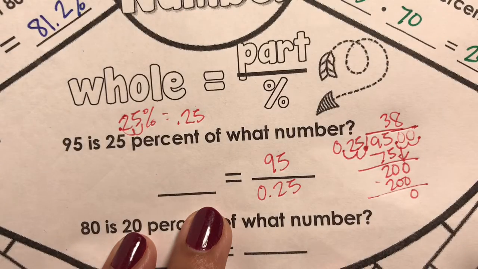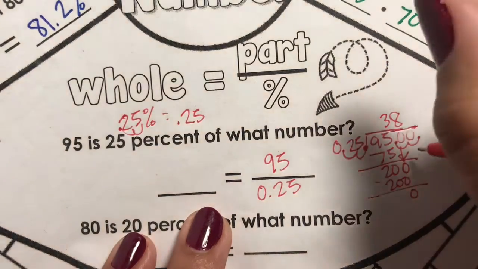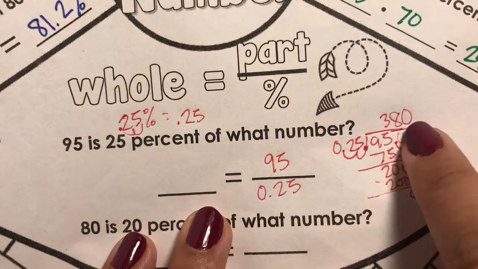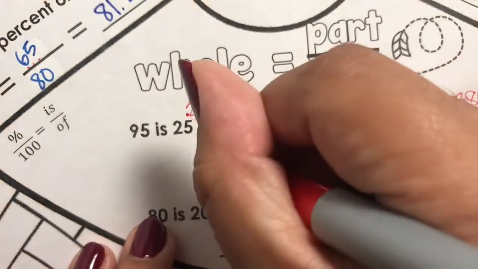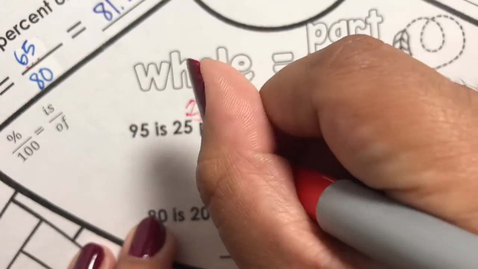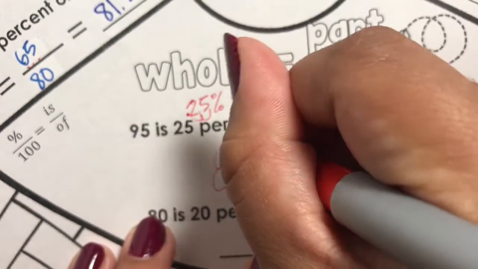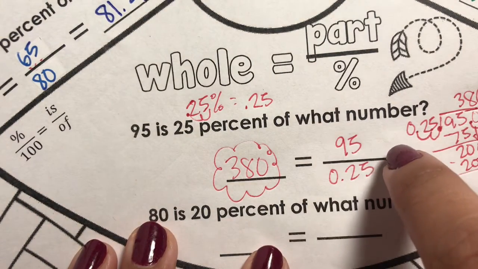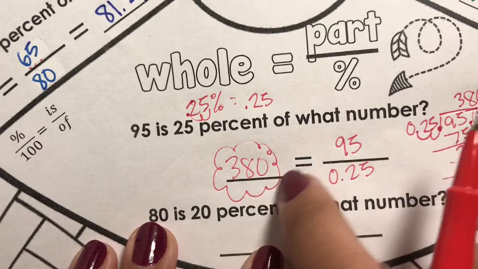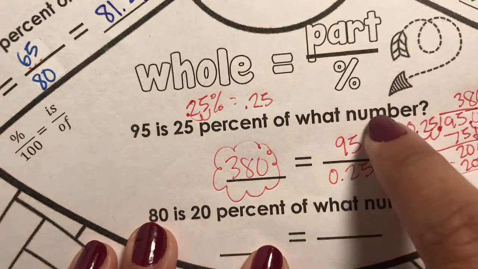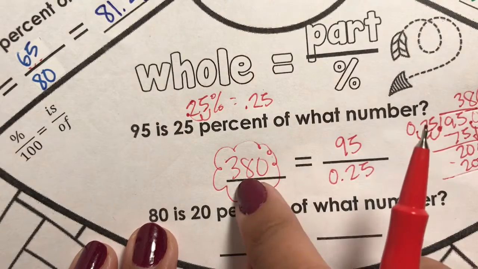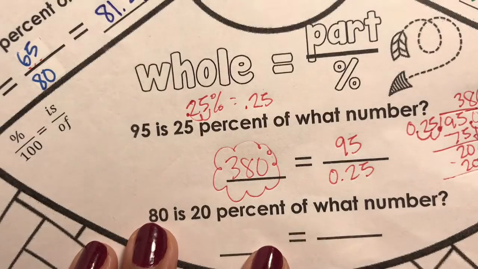and so we need to bring down our 0. 25 goes into 0 0 times, so we're left with 380. That is our whole. Okay, 95 is 25% of 380. Okay, so this is our part, this is the percentage, this is our whole. So 95 over 380 is 25%.